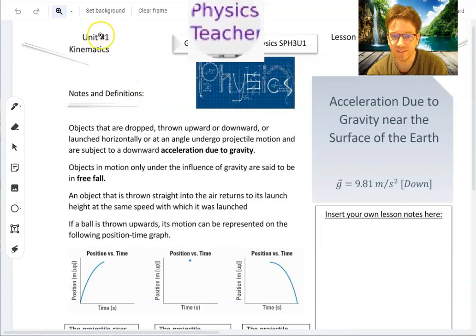This is Unit 1, so we're in kinematics. Lesson number 6, acceleration due to gravity. Okay, so meaning things that are either falling in a gravitational field or even moving in a gravitational field. Even if it's moving up, it's still falling down. So let's start by taking a couple things.